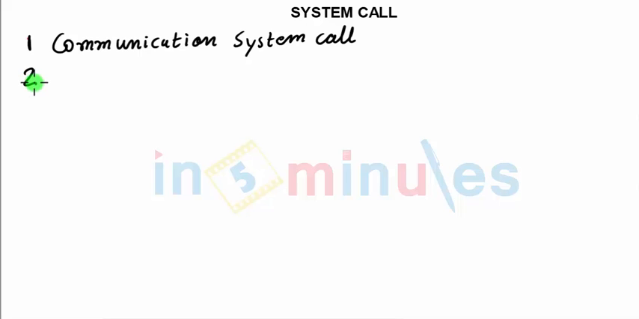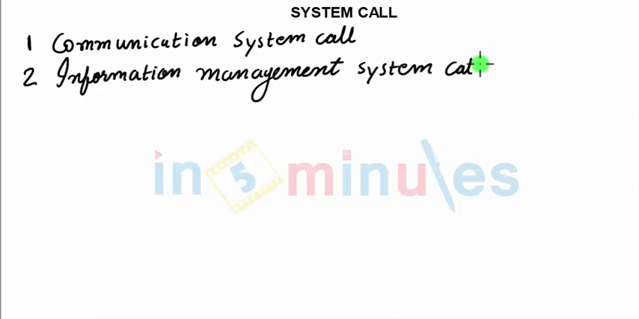The second type of system call is information management system call. This information management system call deals with reading different attributes with reference to the process, with reference to the files, with reference to the data. That means whenever we talk about managing the entire show, information management system calls will do that. That is taking care of your files, your directories, your resources, reading their attributes, reading their properties.